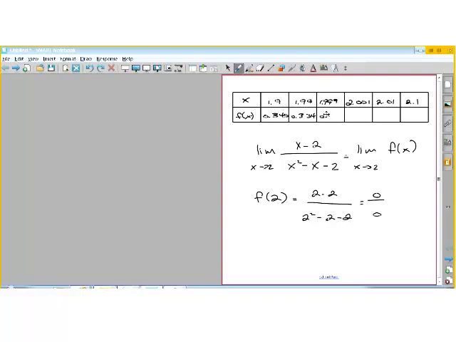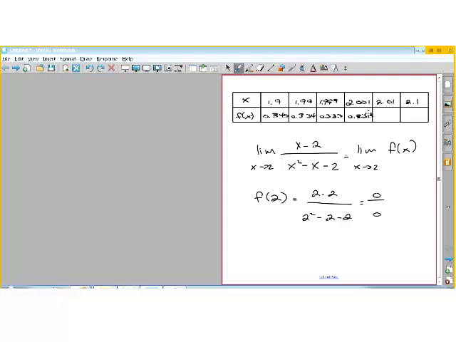When I do that, I get 0.333. Okay, now we go back and put in 2.001, and I get 0.333.